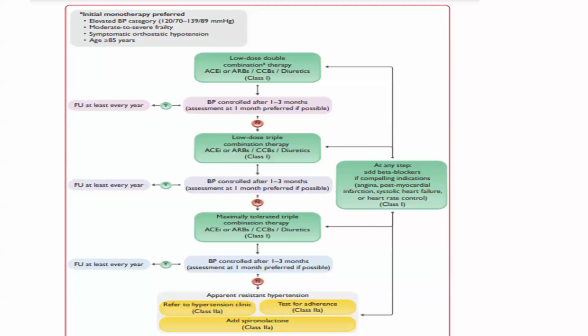And if the blood pressure is not controlled in 1 to 3 months, then a low dose triple combination is pursued. If blood pressure is not controlled with this triple therapy, then maximal tolerated triple combination therapy is recommended. If blood pressure is not controlled with this regimen, then resistant hypertension is likely. So patients are investigated for possible resistant hypertension and spironolactone, and the other second line agents can come in this scenario. And beta blockers can be added if there is compelling indication in any stage of the follow-up.